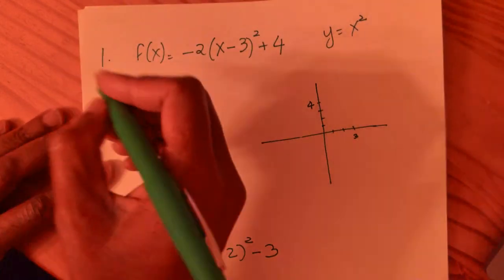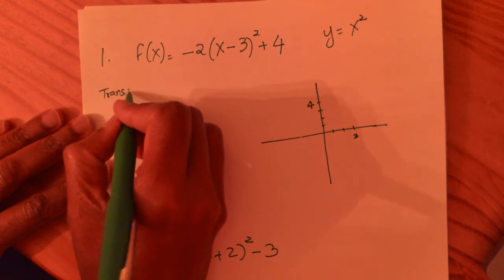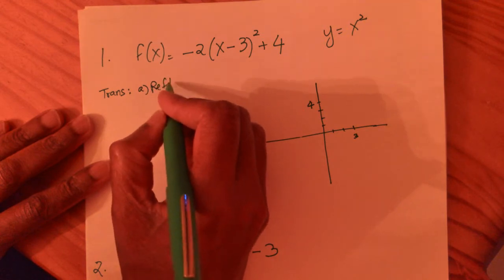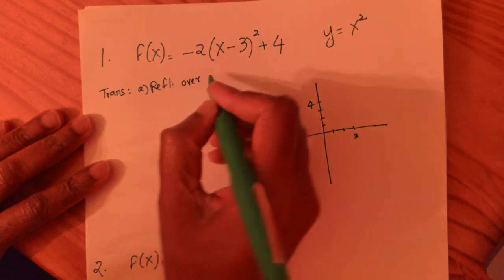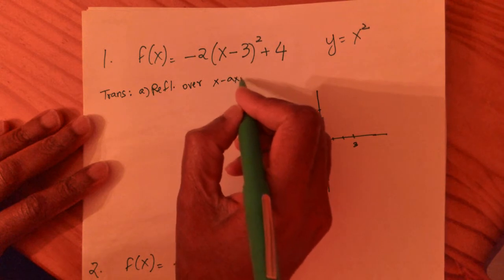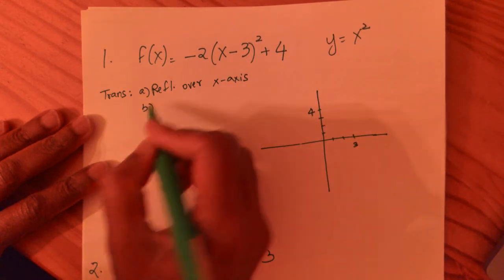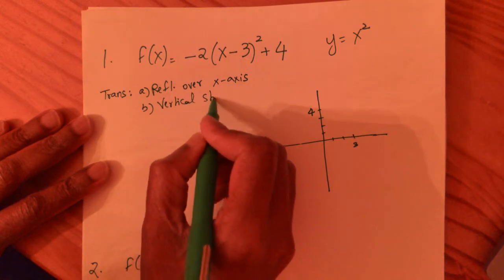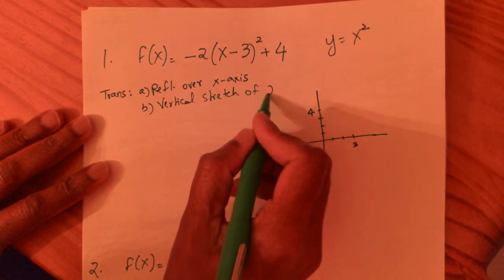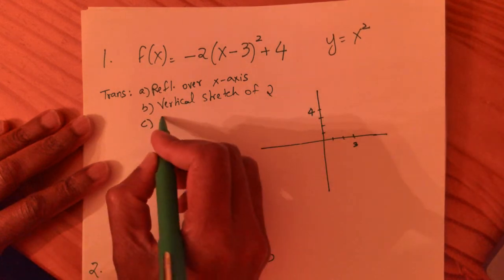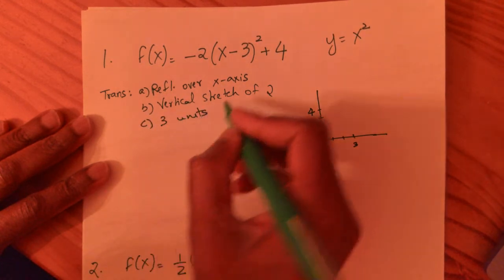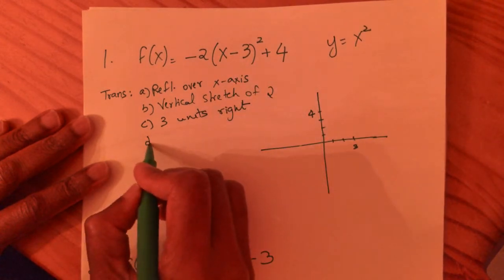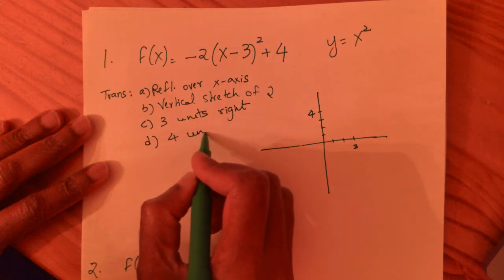And what are the transformations taking place? Transformations taking place are reflection over x-axis, and then vertical stretch of 2, and then 3 units. This is -3, so in the positive direction, so to the right, or you can use an arrow. And the last is 4 units up, because +4.